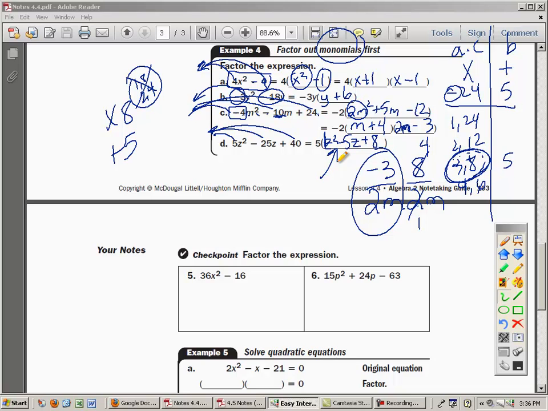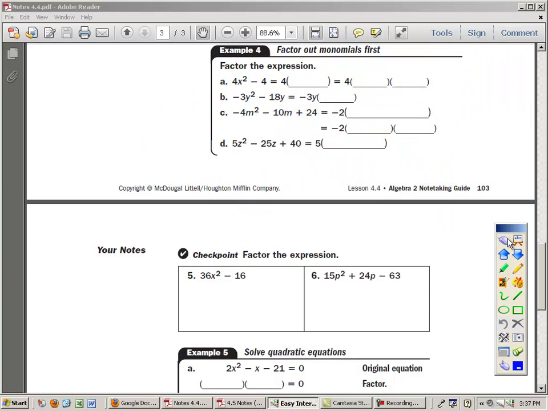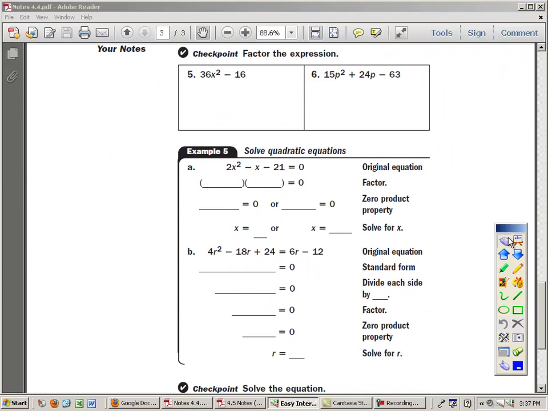Now, just so you guys understand, we stop factoring when we get to a prime polynomial. A prime polynomial is one that cannot be factored anymore. Okay, stop factoring that, because this z squared minus 5z plus 8 happens to be what we call a prime polynomial. Two checkpoint problems, guys. Give them a shot. Pause your video and then resume and check your solutions.